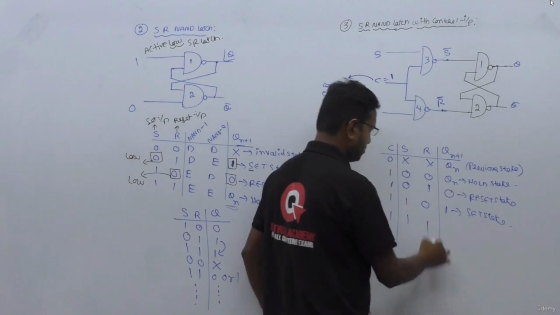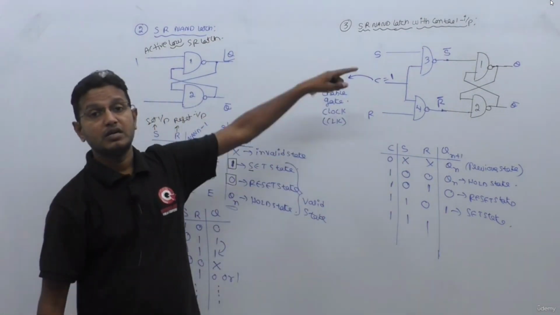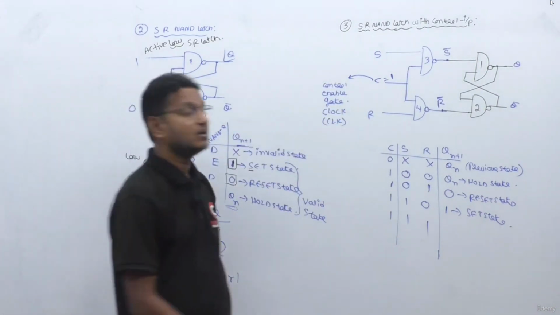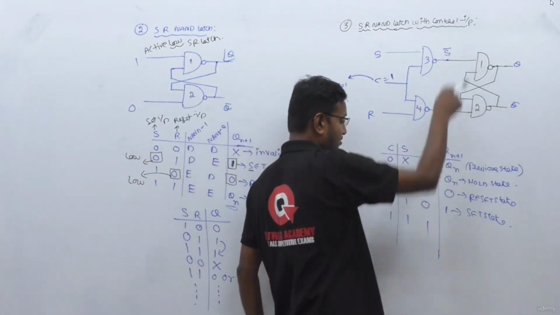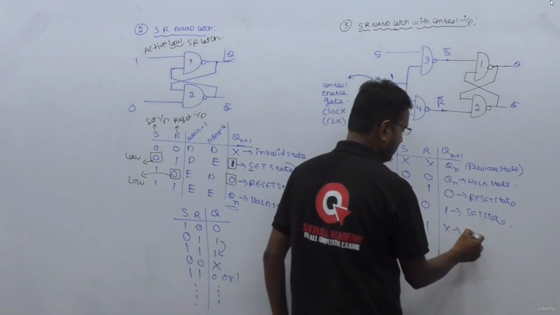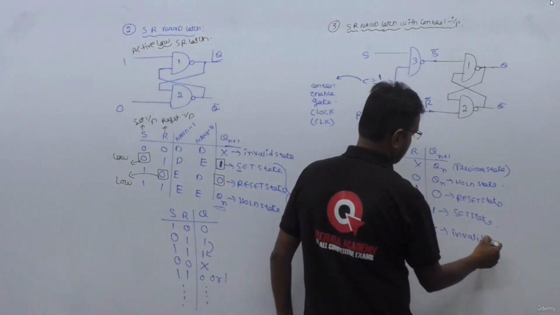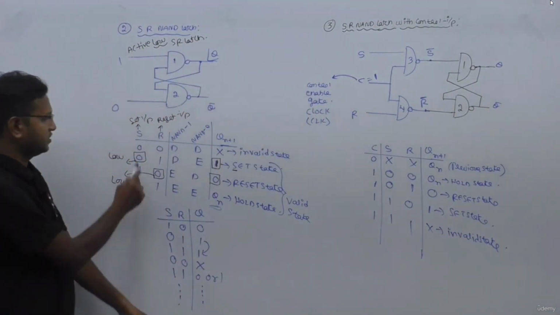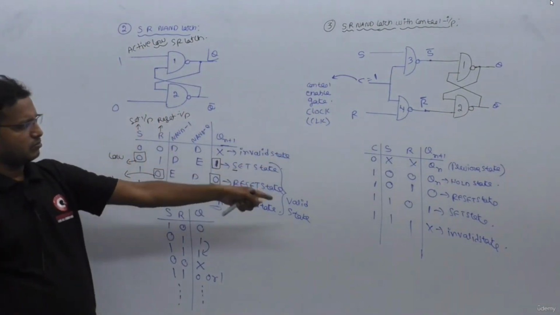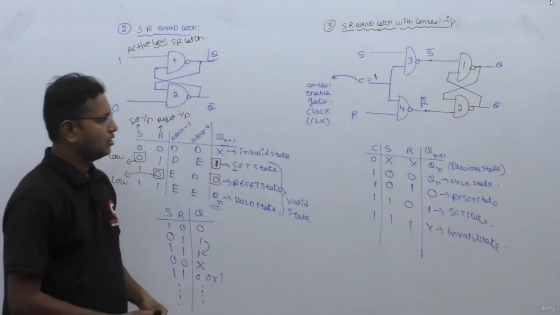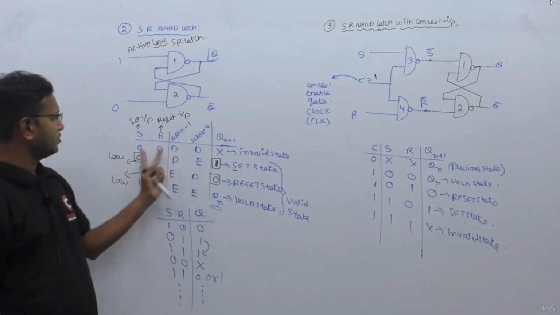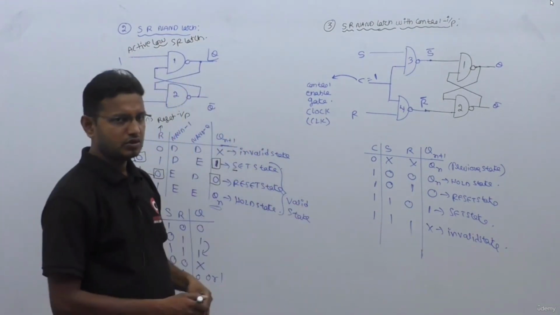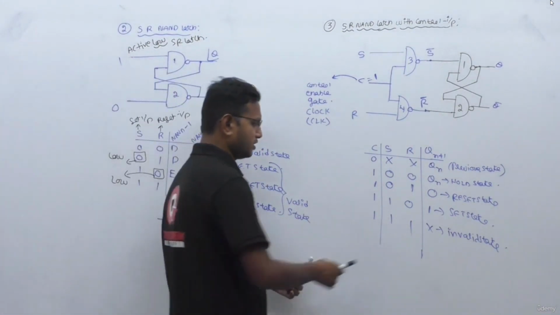So this is a set state. Now see the last one. If S equal to 1, R equal to 1, S bar, R bar will be 0, 0. 0, 0 means NAND gate 1 and 2 will be disabled. So if these two NAND gates are disabled, it will enter into a forbidden state or an invalid state. So never give S equal to R equal to 1 for this circuit. For the other circuit, the problem is S equal to R equal to 0, and for that circuit S equal to R equal to 1, you don't give it, because it is entering into an invalid state.